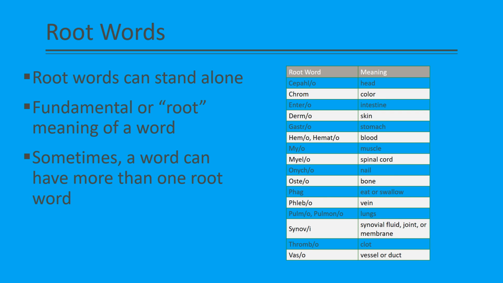Root words are the part of the word that can stand alone as the main part of the medical term. It holds the fundamental or root meaning of the medical term. Sometimes, medical terms can have more than 1 root. This slide provides a brief list of root words and their meanings. For example, the root word derm means skin, and the root word gastro is stomach.